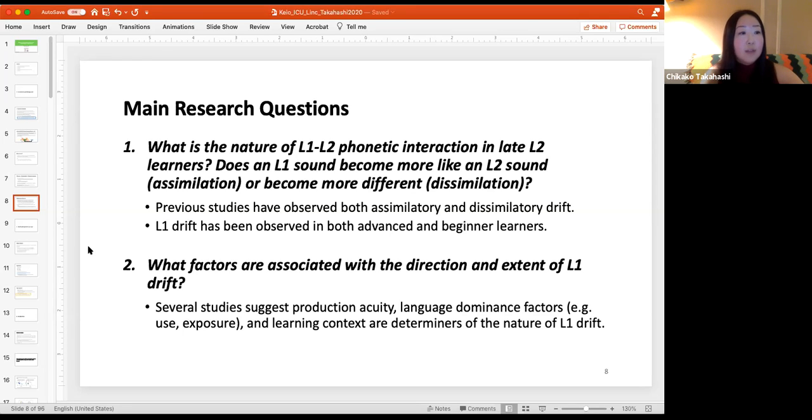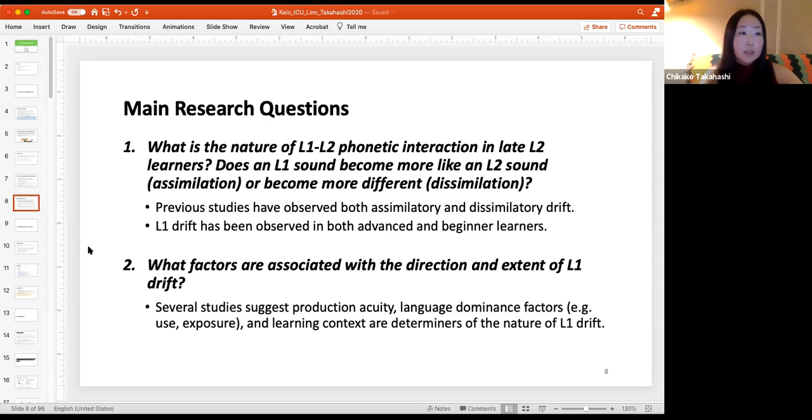Since L1 drift has also been observed in both advanced and beginner learners, we also wanted to find out how L1 drift is manifested in one's L2 developmental path. So the second question asks, what factors are associated with the direction and extent of L1 drift?